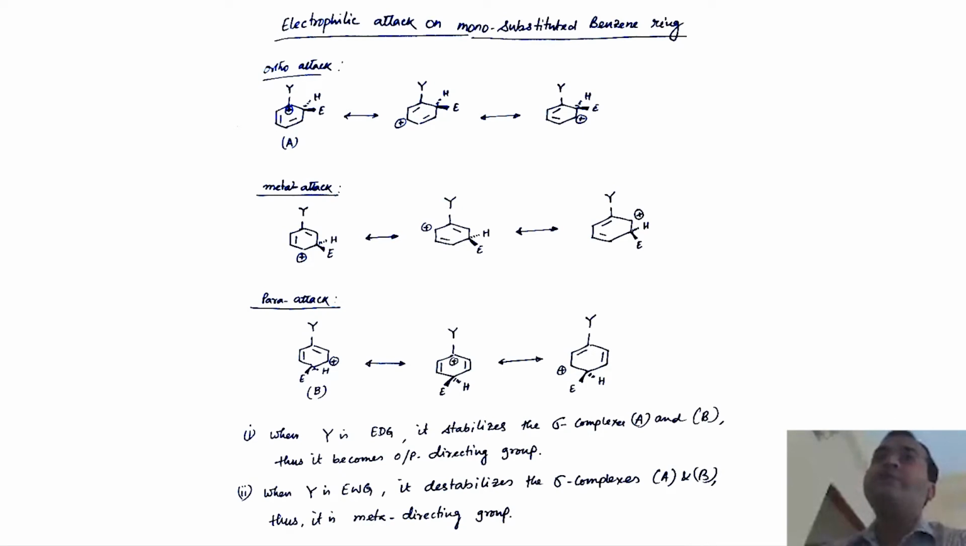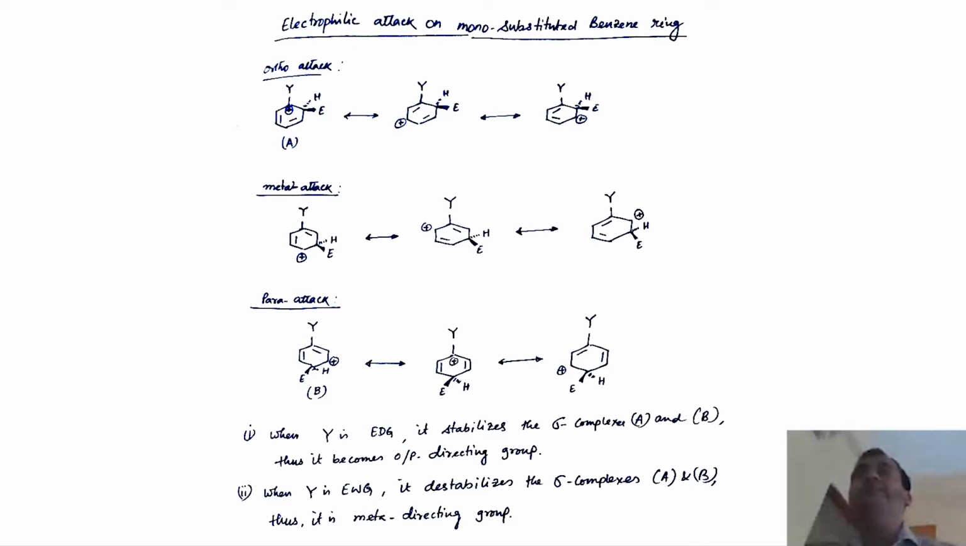Then just look at this ortho attack, the first point. If E comes into this ortho position, you form a positive charge here, adjacent to the substituent Y. This positive charge can be in resonance, and it can form three different canonical structures. Now we have to look at their stability. If these are stabilized by the Y group, then you can have this ortho attack. We will discuss these stabilization factors in the coming slides.